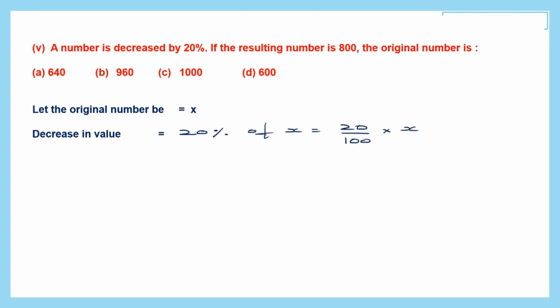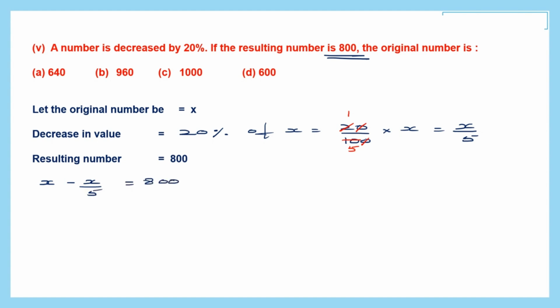So here let's cancel. I can cancel 2 and 10 also. 2 ones are 2, 2 fives are 10. So 1 into X is X, and in the denominator we have 5. So the decrease in value is X by 5. Next, the resulting number is given to us, it's 800. That means the original number minus the decrease in value will give me 800. So now I need to find this.